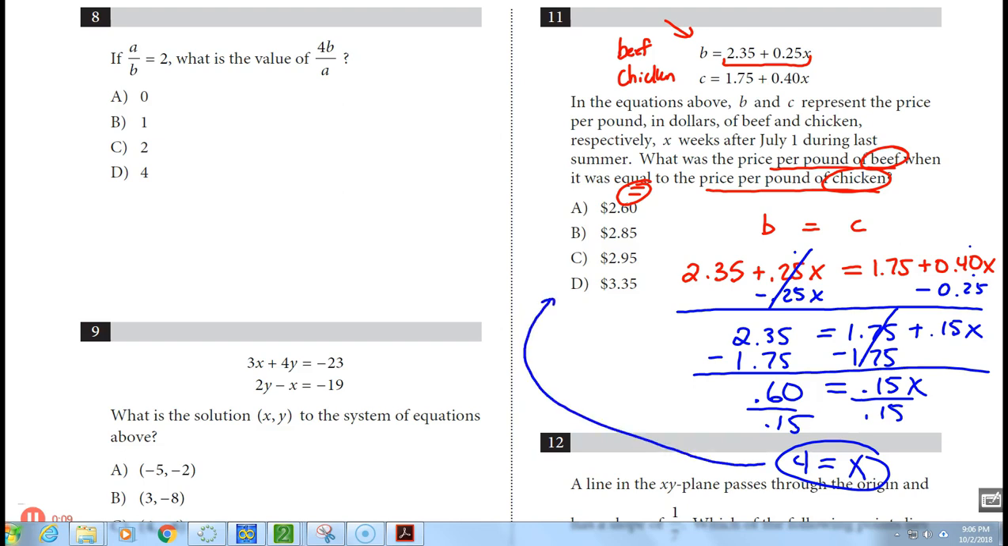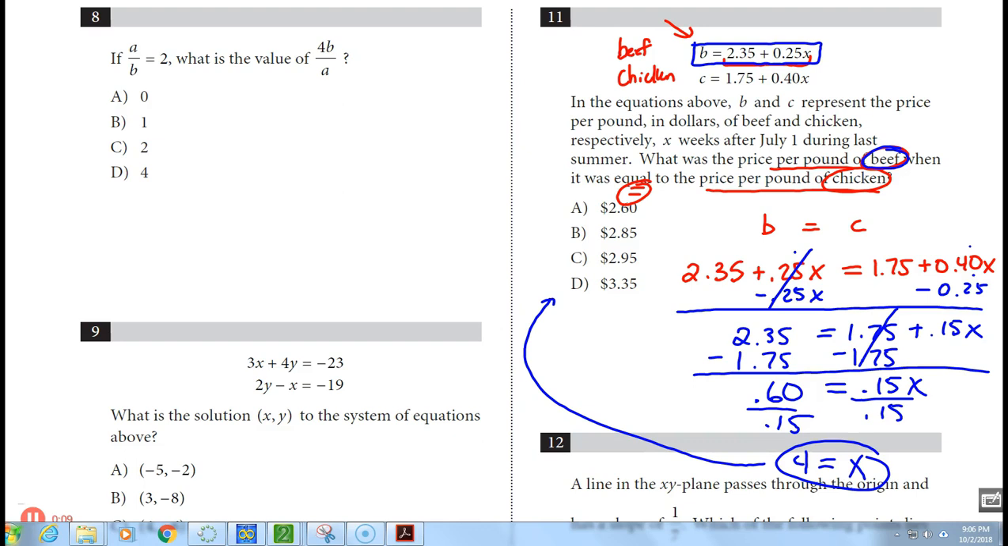Now, normally you circle that and you're like, oh, there's my answer, x equals 4. Sometimes they'll put an answer over here of $4 and try to trick people. But really, I still haven't answered the question. They want to know, what is the price of beef? Well, I found the x when it happened. So now I have to come up here to the beef equation, and I have to put 4 in there.